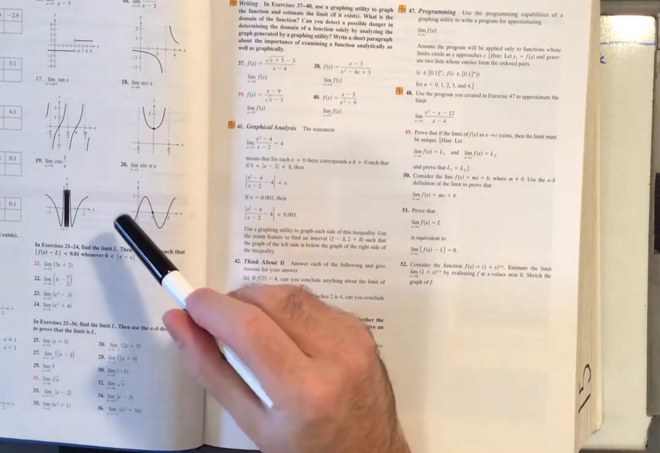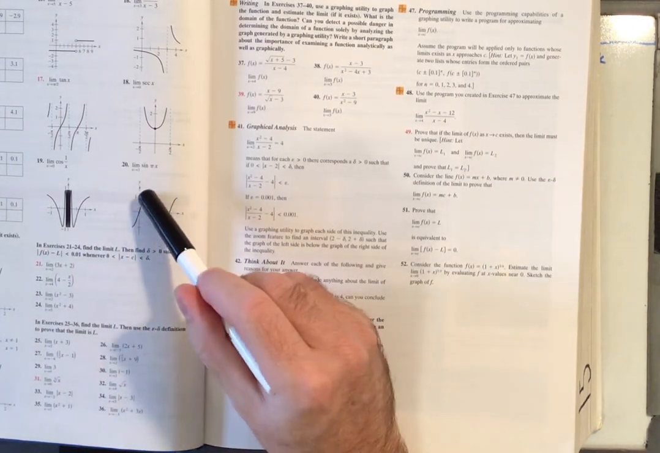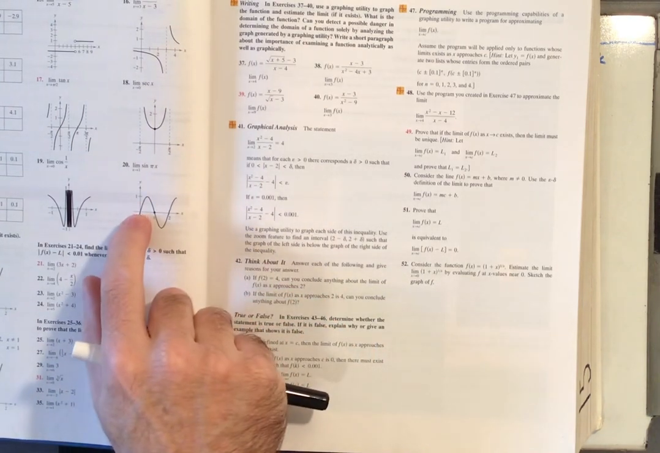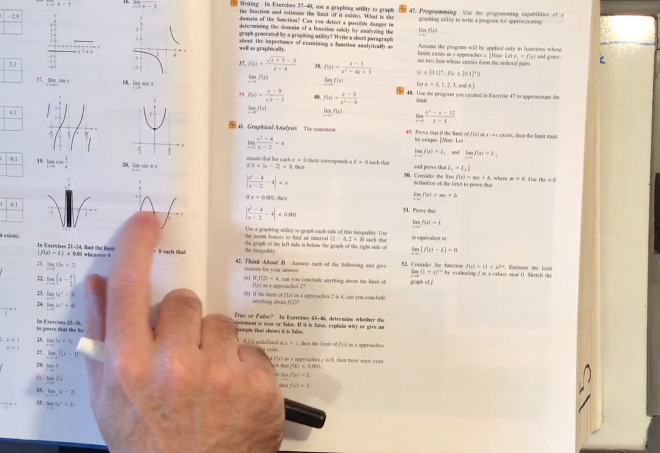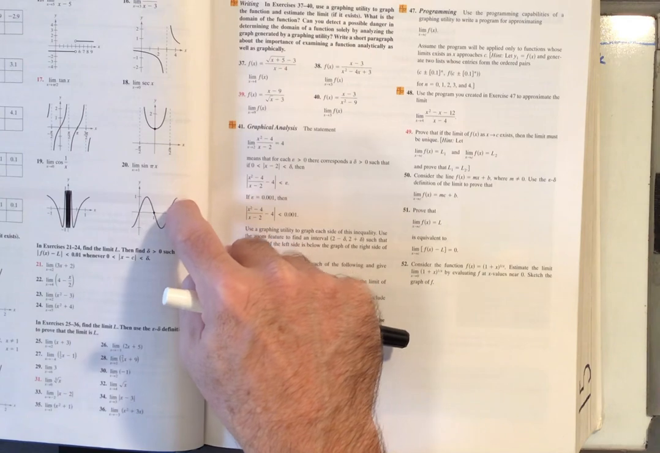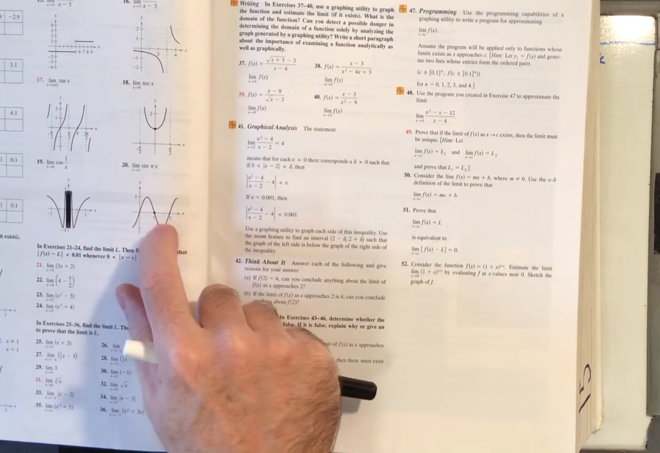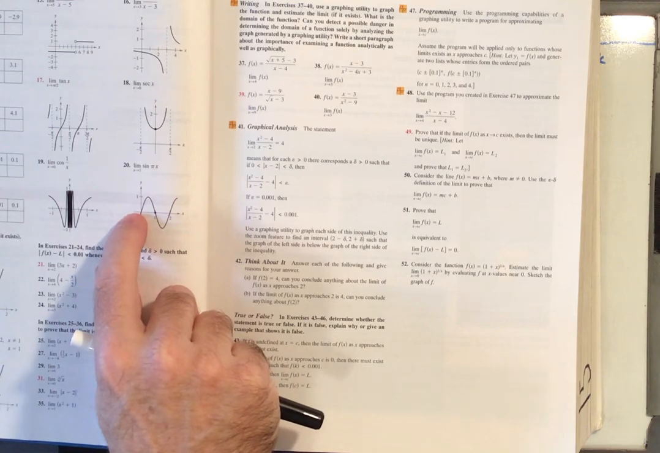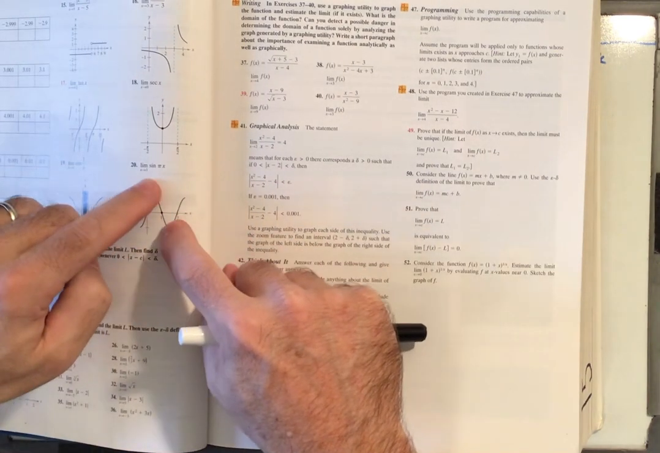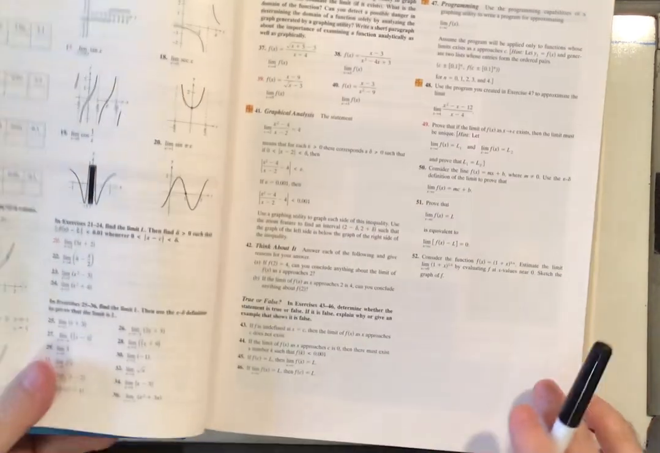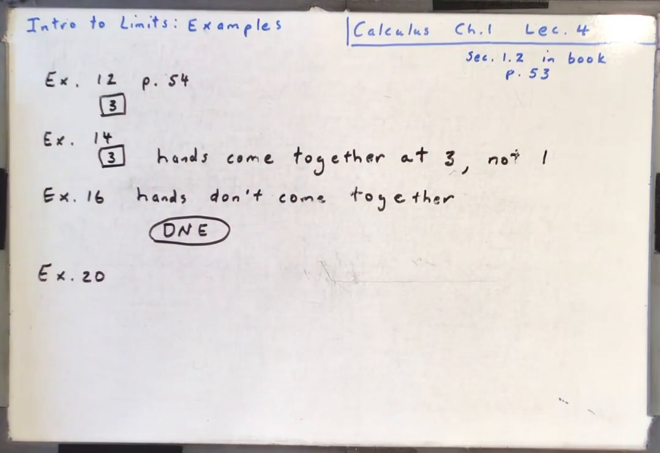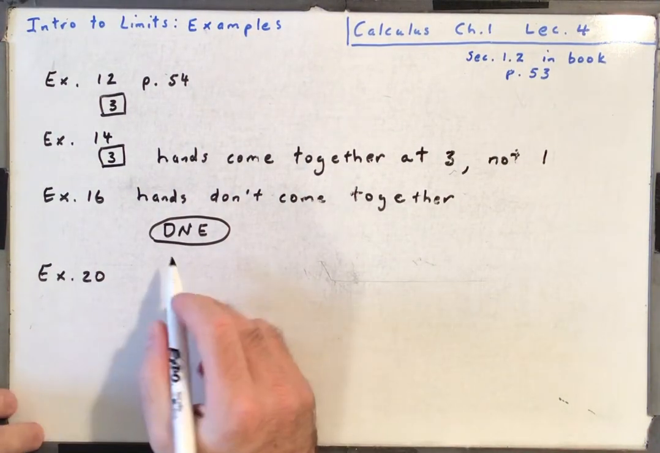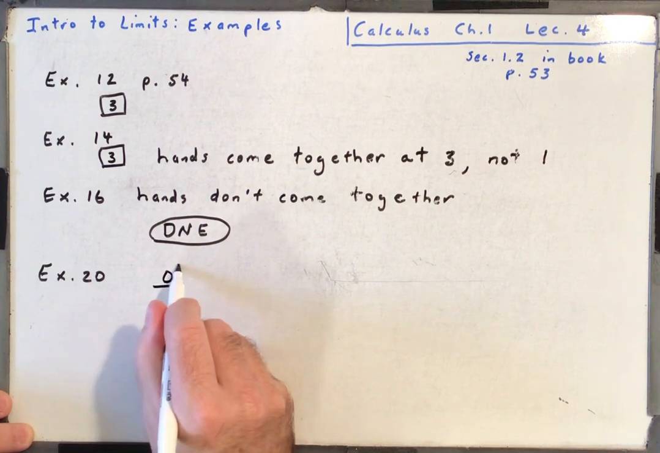If I come from the left, when x approaches 1, y approaches 0. Right? We're right on the x-axis. As you come from the right and get close to 1, the y value is close to 0. So our hands come together and hit together right at 0. So the limit is equal to 0.